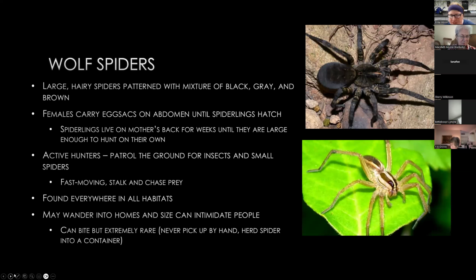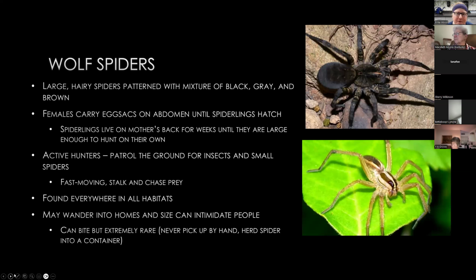So never pick it up by hand. Try to herd it into a container if you can to get it out of your home. When we think of wolf spiders, there's a ton of different types here in Kentucky, and they're going to differ depending on the type of wolf spider, but generally they're a mixture of black, gray, and brown. Sometimes they may even have some of that striping that we see on their different body parts.